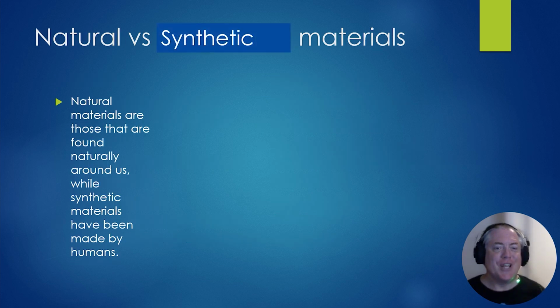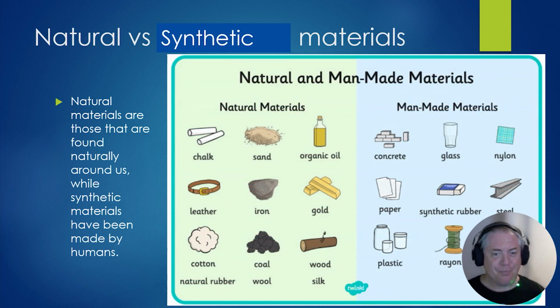Now, natural versus synthetic materials. Natural materials like chalk, sand and oil. Man-made materials such as concrete, glass and nylon. We need both materials to survive in a modern society. We need to make good use of our resources too.